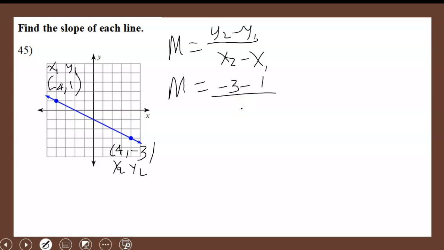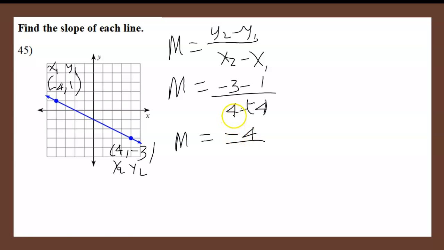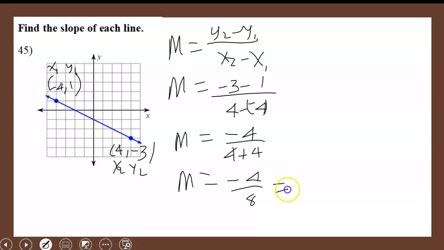Okay, so then we do x2, which is 4, minus x1, which is -4. So that is -3 minus 1 is -4. And then this is 4 plus 4, because when you subtract a negative integer, you add the opposite. So opposite of -4 is 4. So that gives us -4 over 8, which is -1/2.